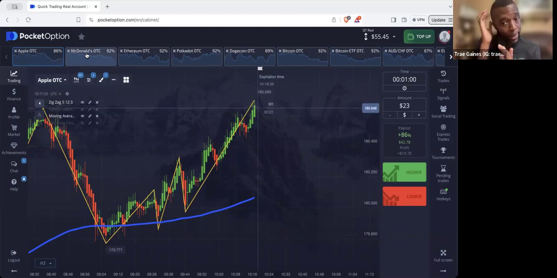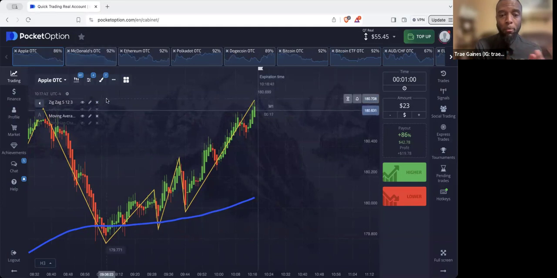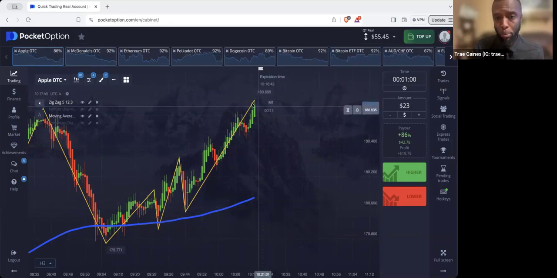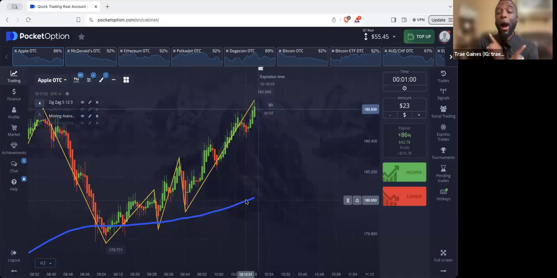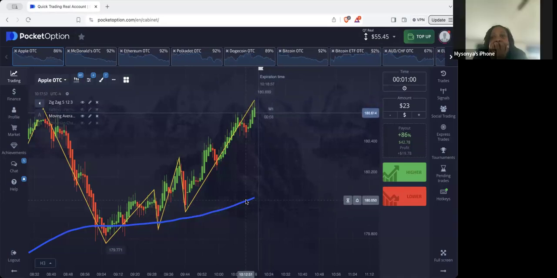Is the EMA below or above current price? Right now it's below current price, right? Current price is here, the EMA is below. So I know I'm only looking for buys. I'm only looking for buys off the middle Keltner.